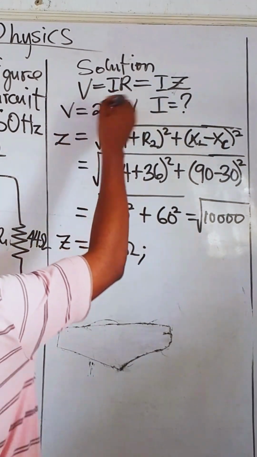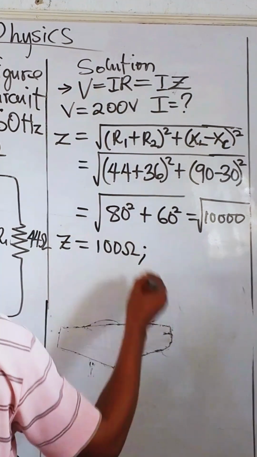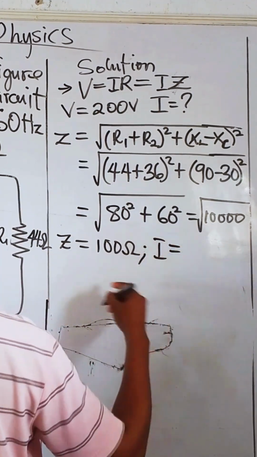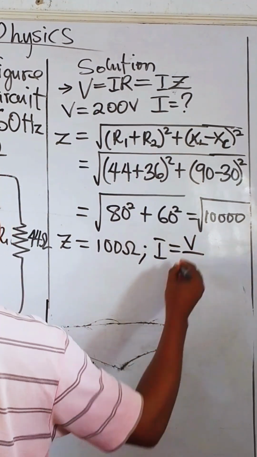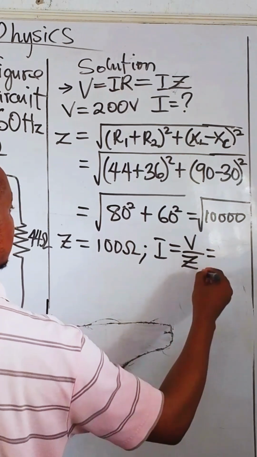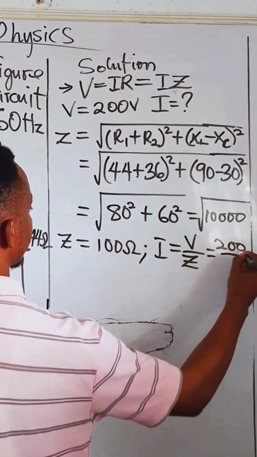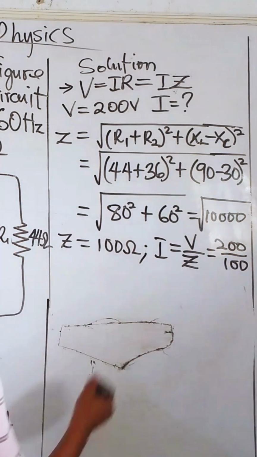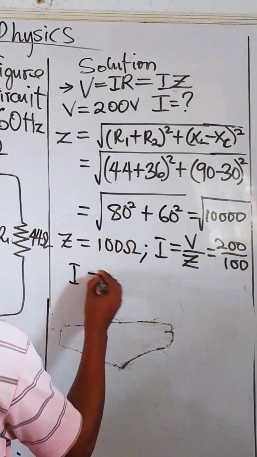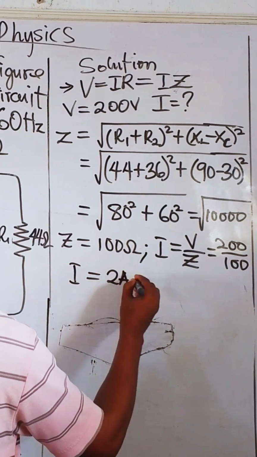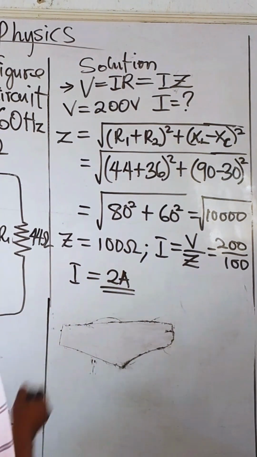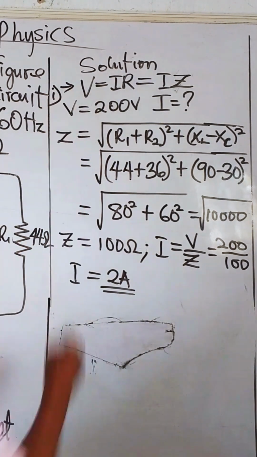From this formula, we can therefore say that current I is equal to the voltage V over what? The impedance Z, which is 200 divided by 100. What do we have? Our current I is therefore equal to 2 amperes. This is the current for question 1.